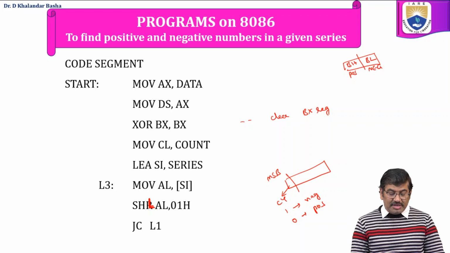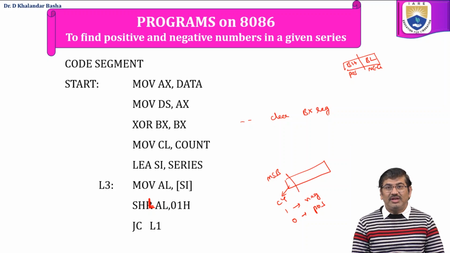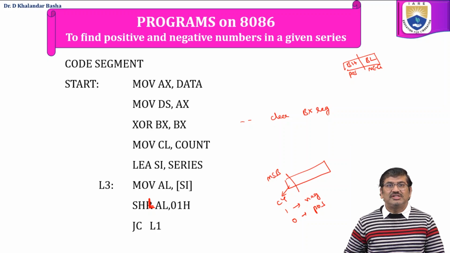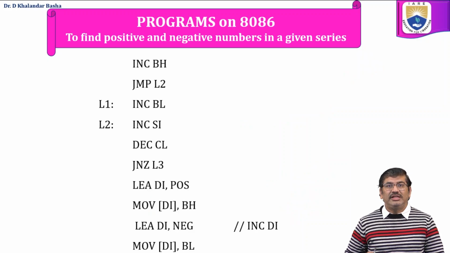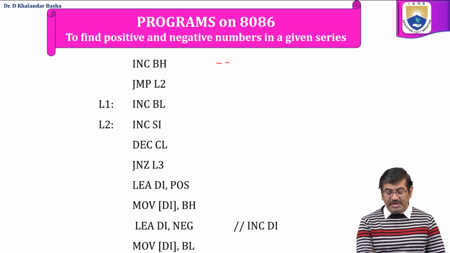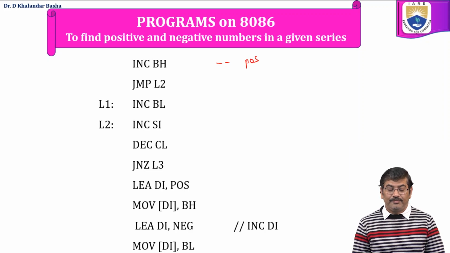negative numbers. Suppose this condition fails, for the case where carry is equivalent to 0. After shifting, if the carry flag is 0, what does it indicate? It is a positive number. So this condition will fail and the subsequent instruction will be executed. In the subsequent instruction, we write INC BH. This BH is used for loading the count of the positive numbers.